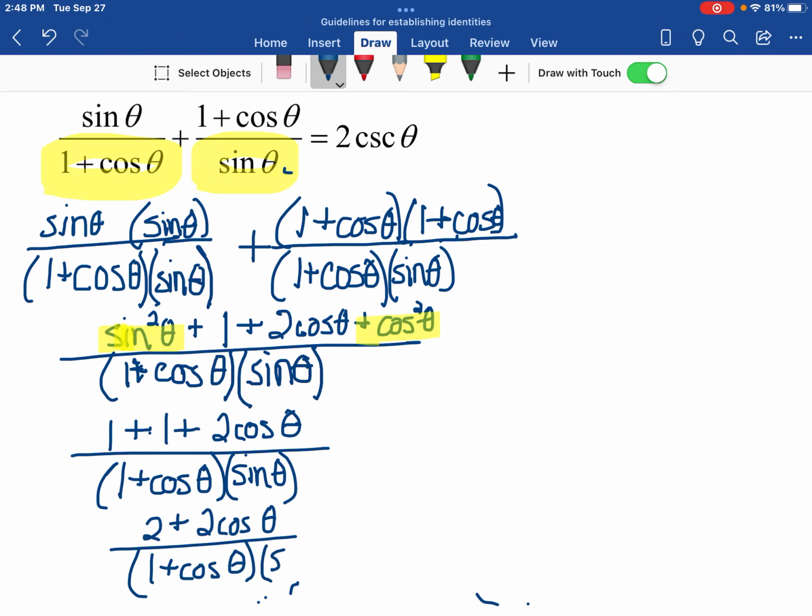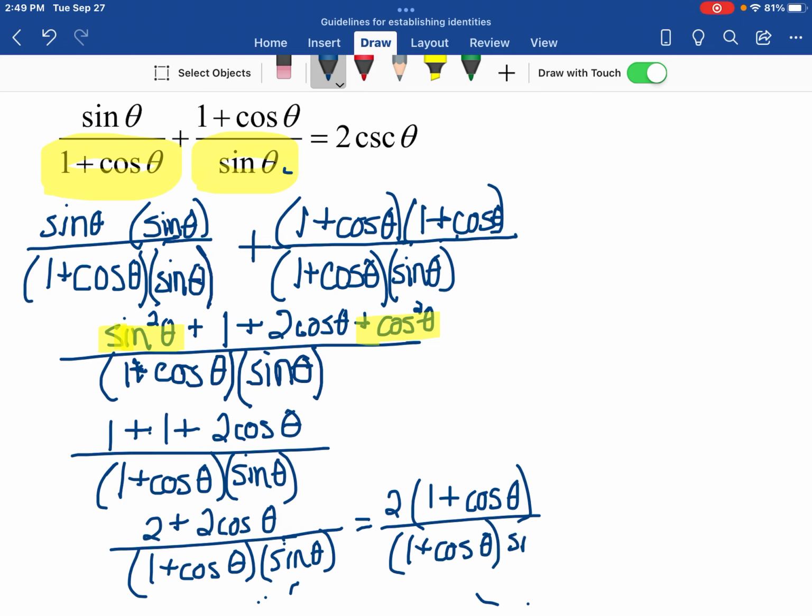And I'm looking at what I'm trying to get to. So in this problem, I would factor out a 2 in that numerator, and that would yield 2 times 1 plus cosine theta for my numerator. So in this case, the 1 plus cosine theta in both the numerator and denominator will cancel. And now we've got 2 divided by the sine of theta.